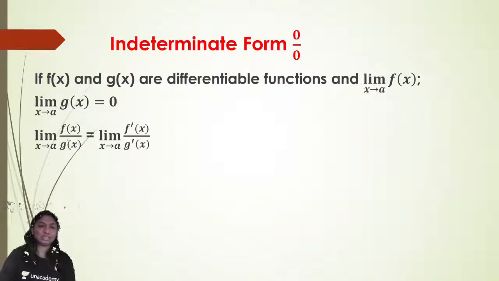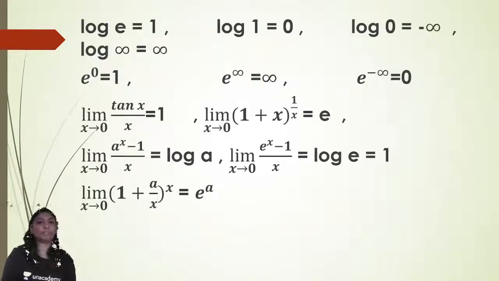Now see, the limit as x tends to a of f of x upon g of x is equal to the limit as x tends to a of f dash of x upon g dash of x. This is called L'Hospital's rule. Now here, log e is equal to 1. This is the most important thing we will use here. The value of log e is equal to 1.